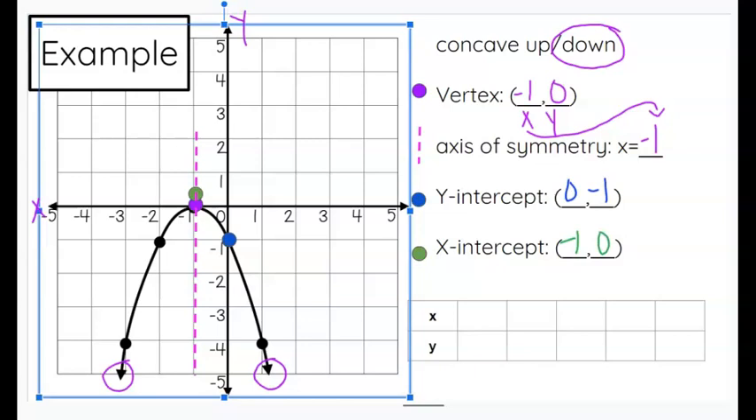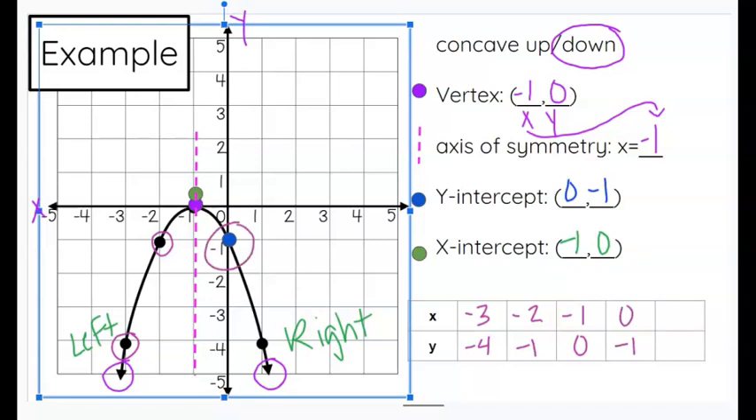Now, the last thing that we're going to do is make a table of all 5 points that have been plotted for this parabola. We're going to start on the left and work our way to the right, and we're just going to put all the pairs of coordinates in there. So I'm going to start with this one, which is at -3, -4. And then the next one right here is at -2, -1. The next one is the vertex at -1, 0. The next one is 0, -1. That's that y-intercept. And then the last one would be 1, -4.